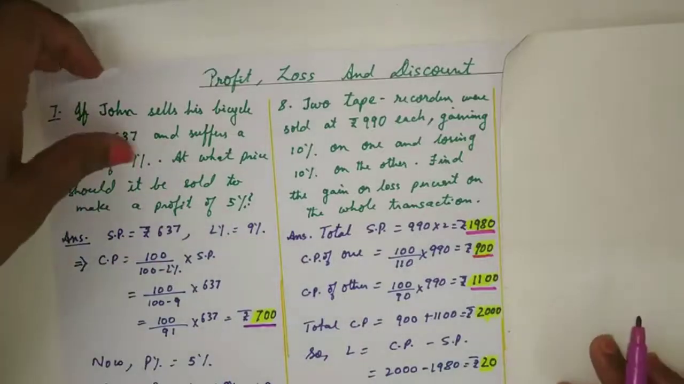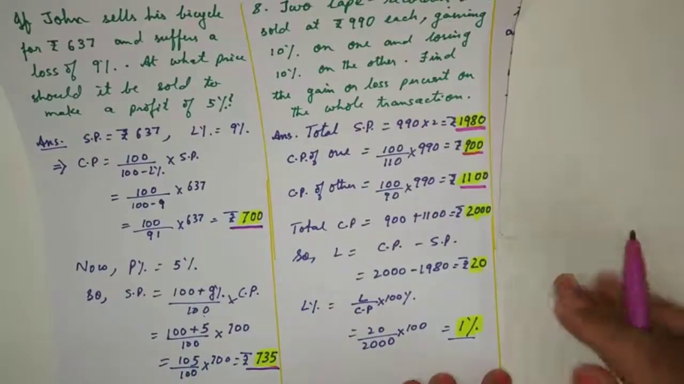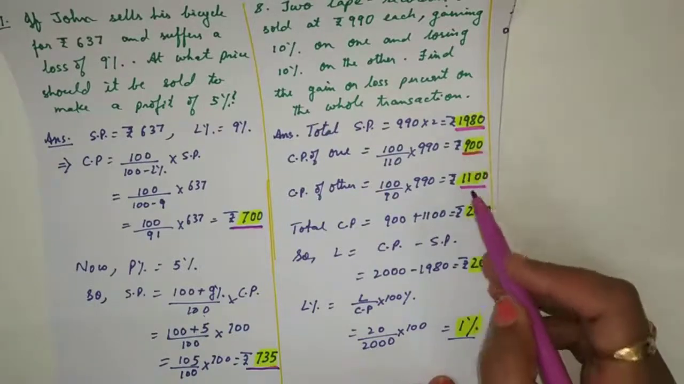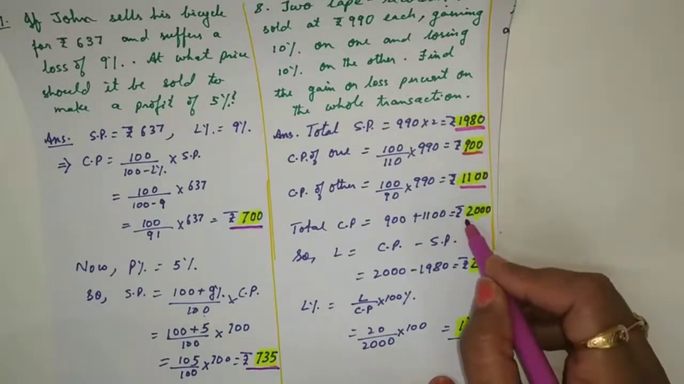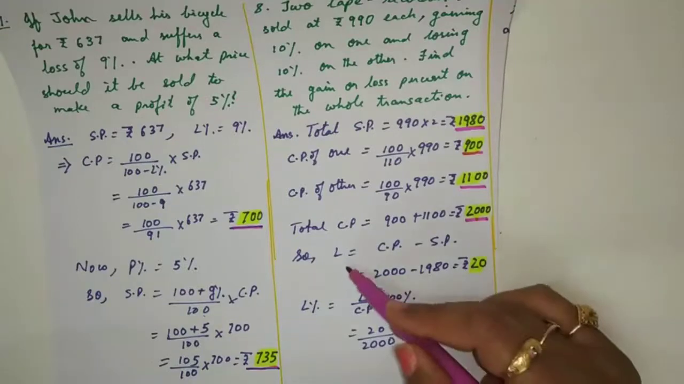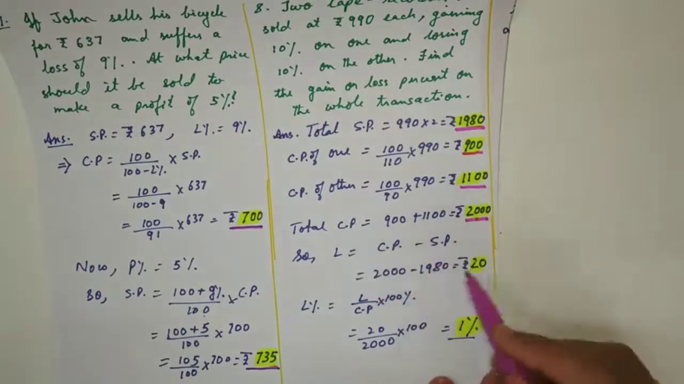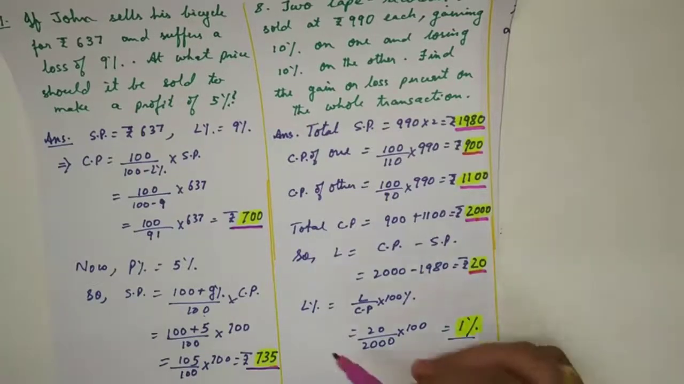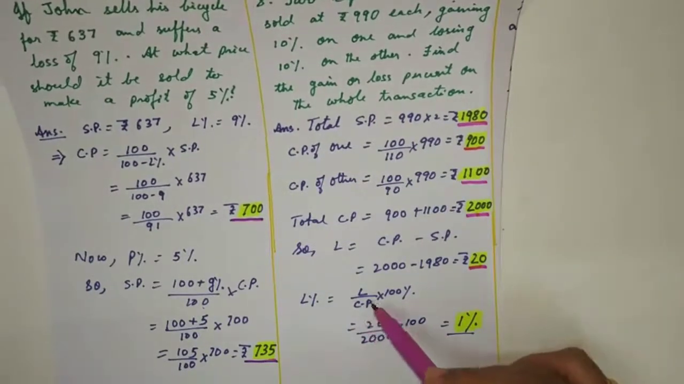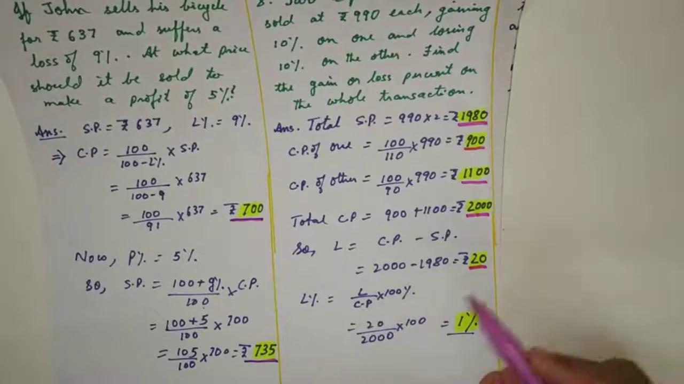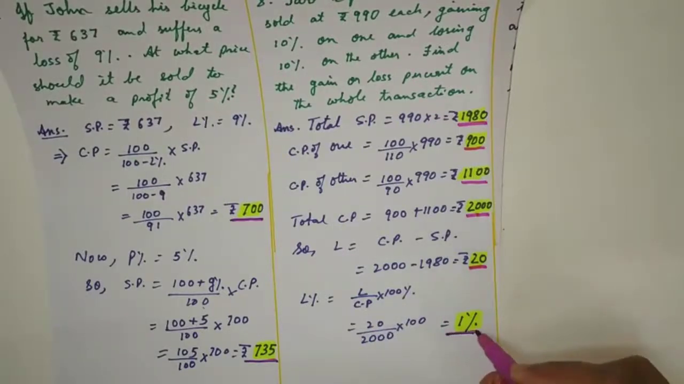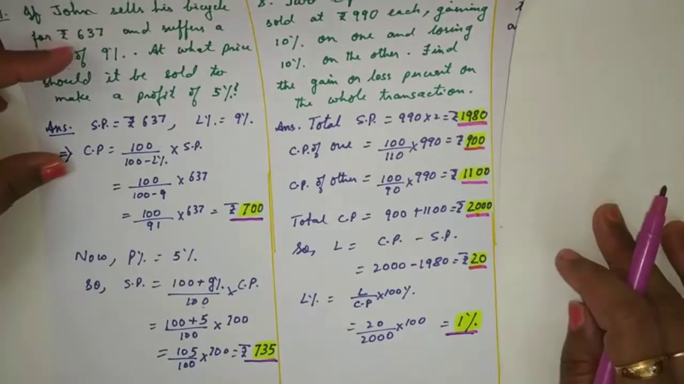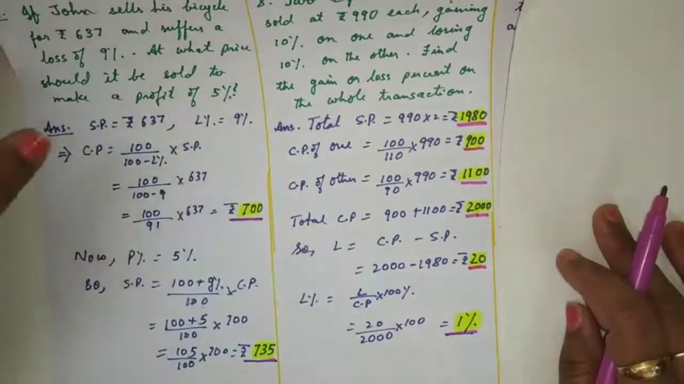When we total the two, we get the total cost price of the 2 tape recorders as 900 plus 1100, which is 2000. Loss is CP minus SP, that is 2000 minus 1980, which is 20. Loss percent is given by loss by CP into 100, substitute, and we get a 1% loss in the whole transaction. Very interesting question. Do it in parts. Your answer can never be wrong.